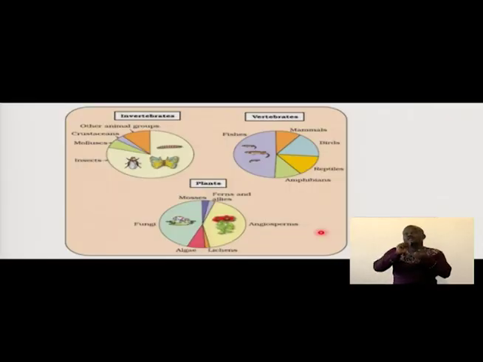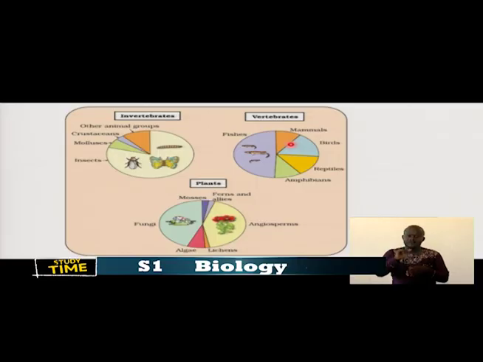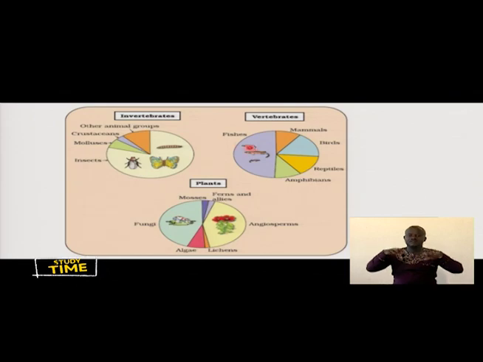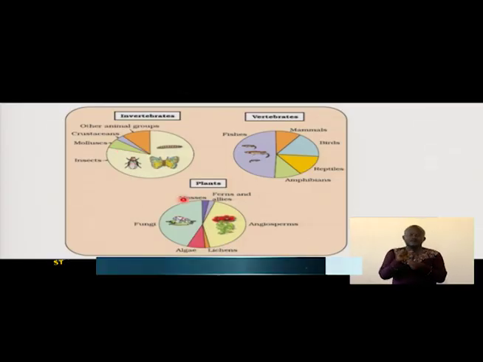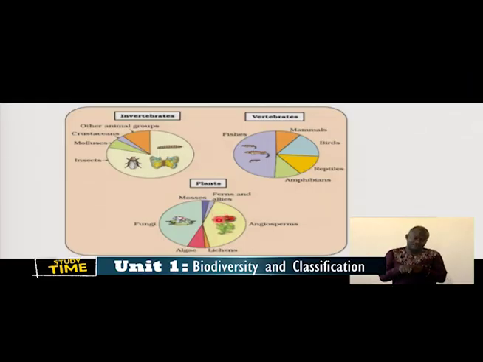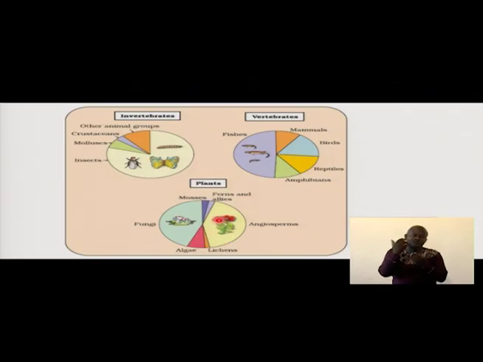Dear students, like you see, here we have different organisms which make our biodiversity. We have vertebrates, where we talk about mammals, birds, reptiles, amphibians, and fish. Then we have invertebrates, where we can talk about insects, mollusks, crustaceans, and other animals. Then we also talk about plants. With plants, we talk about flowering plants. We also talk about non-flowering plants.